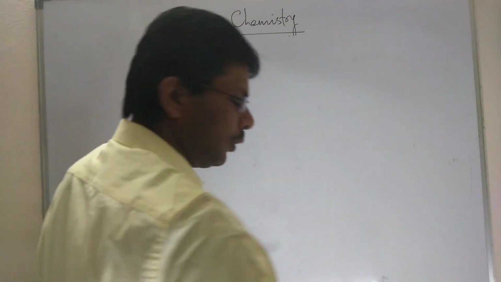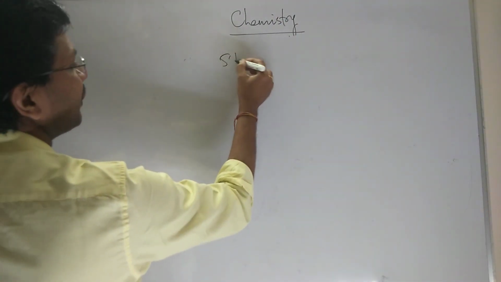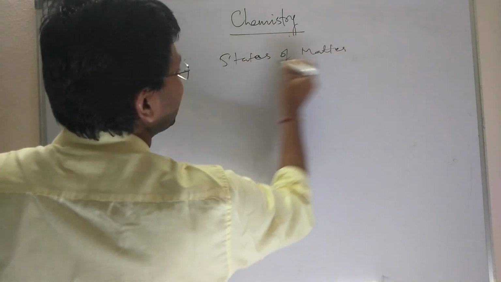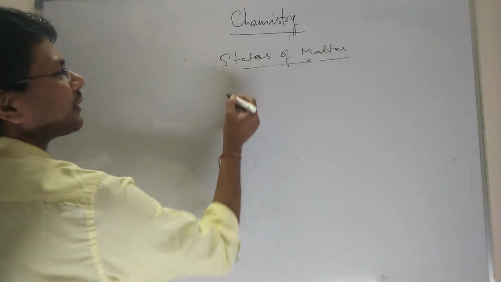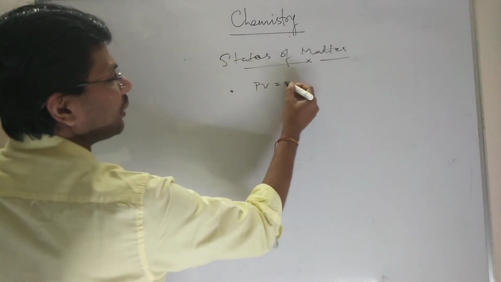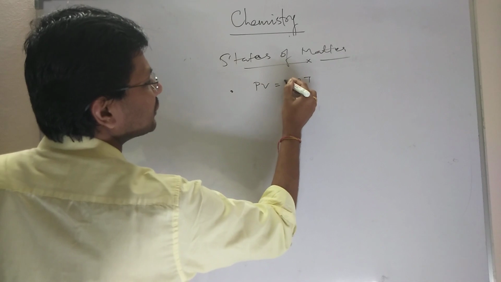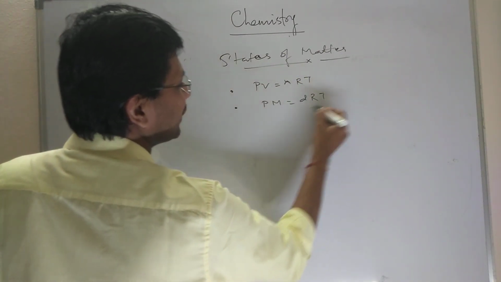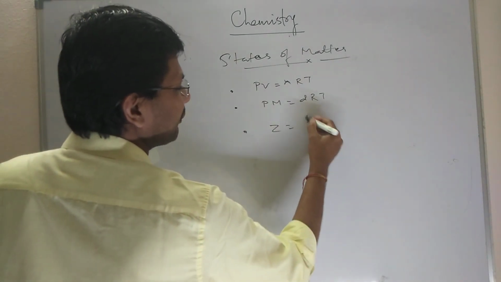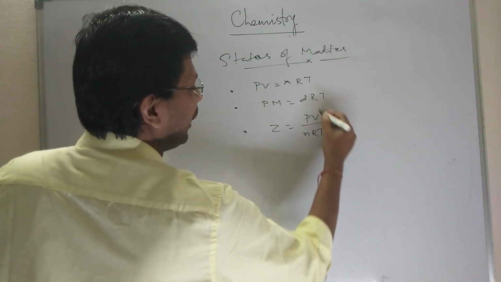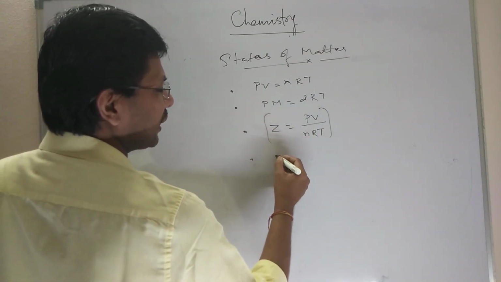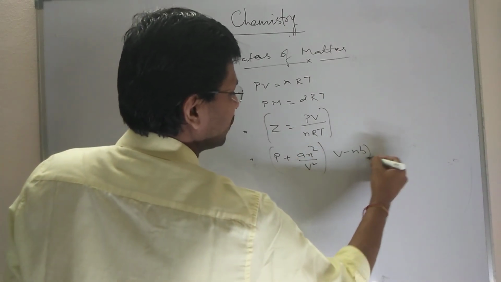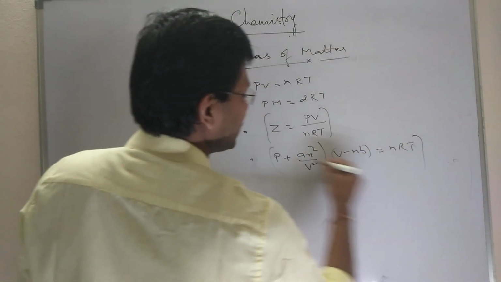If we want to see, suppose, gas laws, states of matter, so what are the likely questions you can expect? So in states of matter, the likely question you will get is based on PV equal to nRT, which is called the ideal gas equation. Then you can get PM equal to dRT, and then you can write the compressibility factor. It is the ratio of PV upon nRT. Or you can be asked the van der Waals equation for real gases, P plus an squared by V squared, times V minus nb equal to nRT. So these questions can be asked.